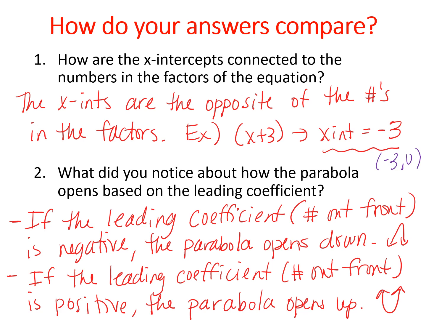And then for number 2, I noticed that the leading coefficient, again that number out front, was negative. The parabola opened down, like in the second example, but if the leading coefficient was positive, the parabola opened up. So those were the two things that I noticed and was hoping that you would notice as well.